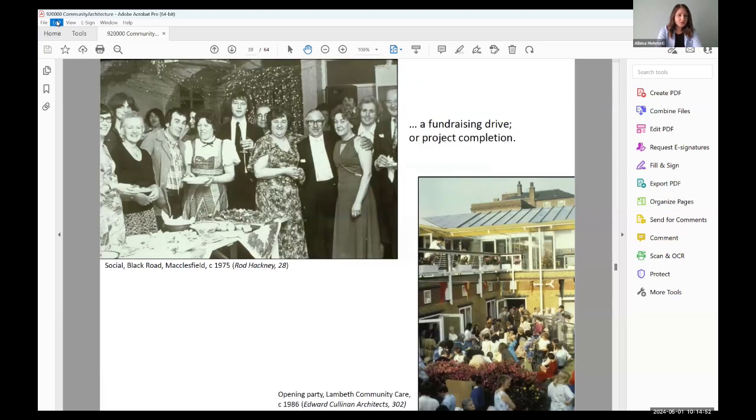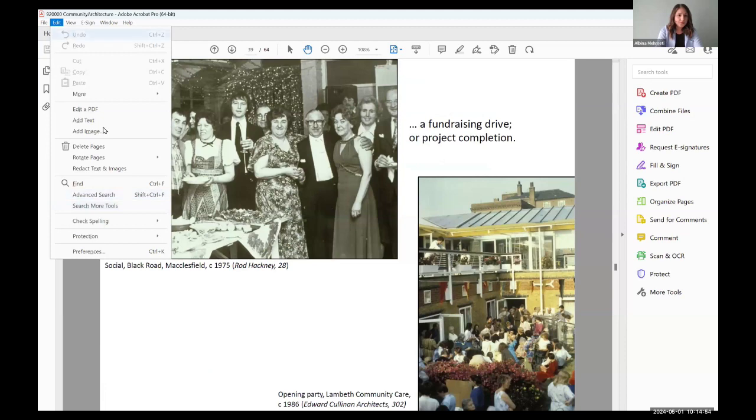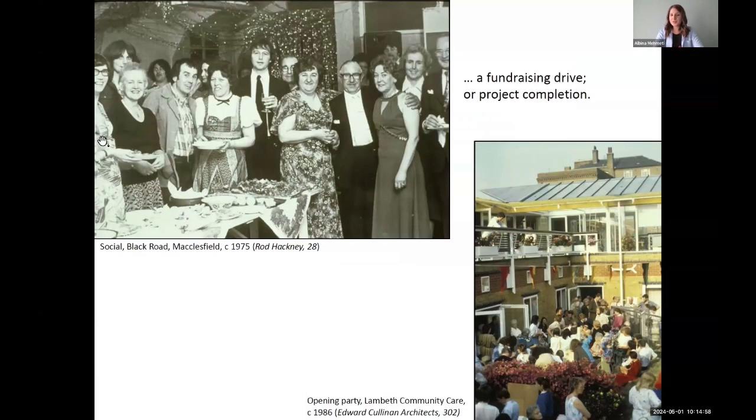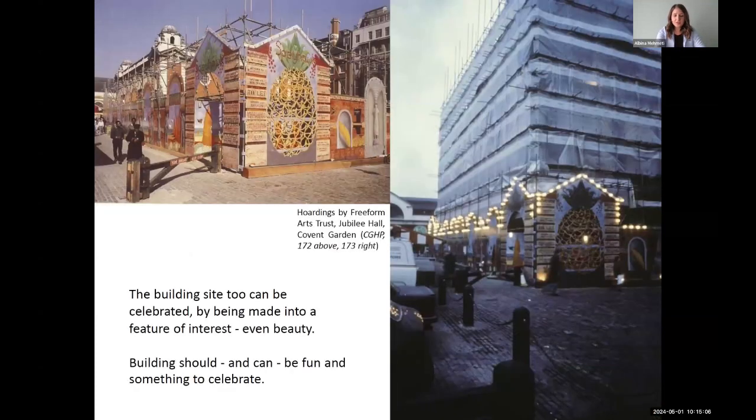The celebrating also can be in all areas, not only in community-based design. It can be during or after a project completion or fundraising drive. The building site also can celebrate, by being made into a feature of interest, even beauty. So building should and can be fun and something to celebrate.